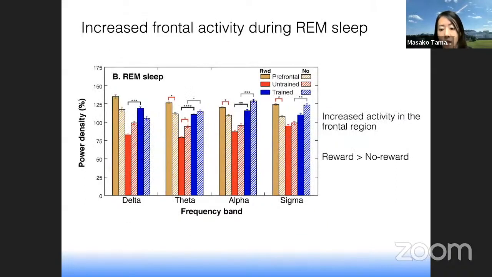Now, this shows the result for the power density measured during REM sleep. And one of the main findings for REM sleep was that increased activation was found in the prefrontal regions with the reward, and it occurred globally across the frequency bands.